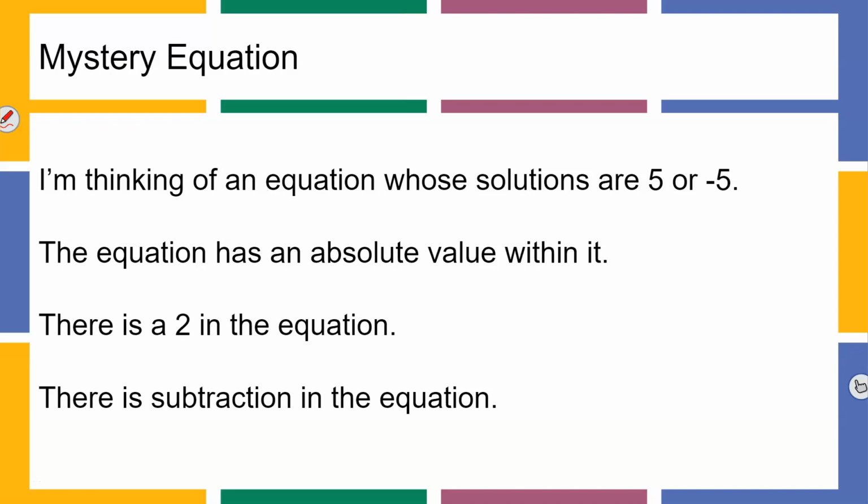You guys are going to come up with an equation that fits all these clues. It has to, the solutions at the end have to be 5 and negative 5. It has to be an absolute value equation, so somewhere in there has to be absolute value. There has to be a 2 in there somewhere, and you have to be subtracting in there somewhere.